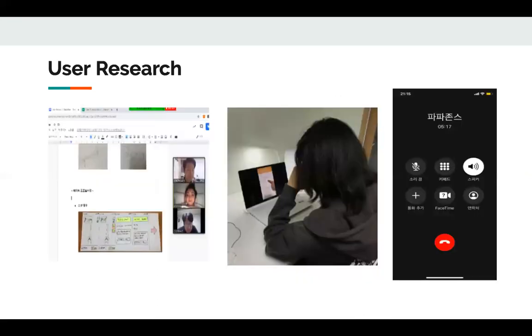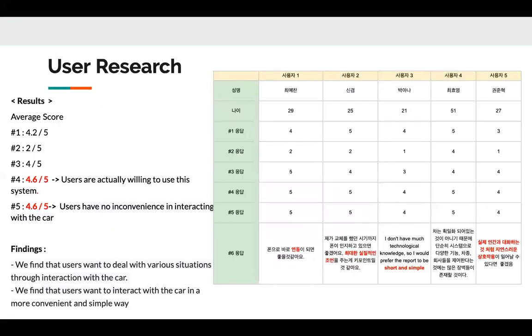Next, the photos you see are taken to record how we actually went about doing user research. User surveys were conducted offline, online, and via call. The following are the user survey results and implications. Through this investigation, we find that users want to deal with various situations through interaction with the car. And we also find that users want to interact with the car in a more convenient and simple way.